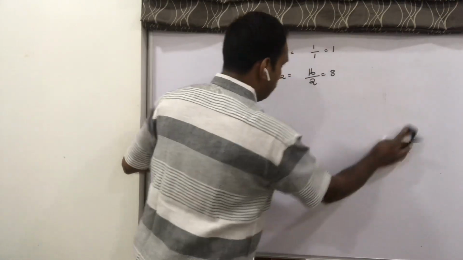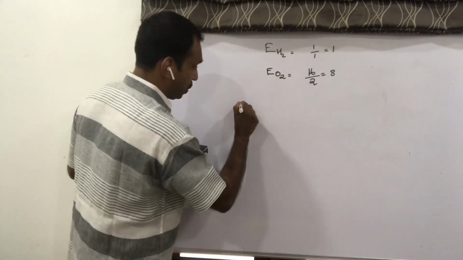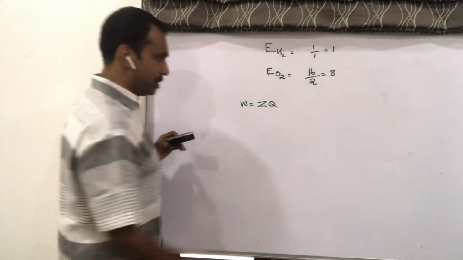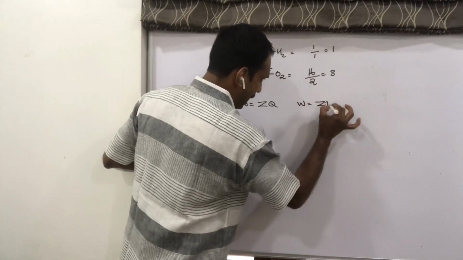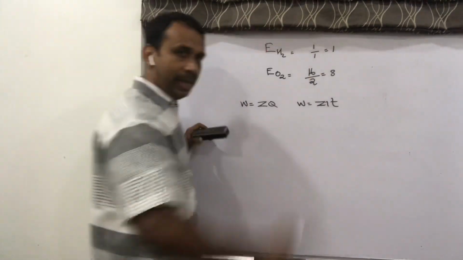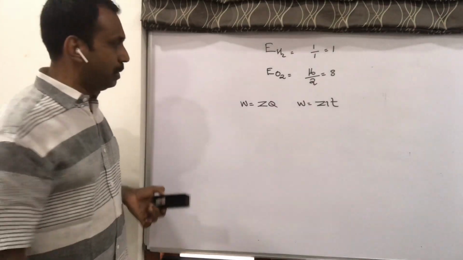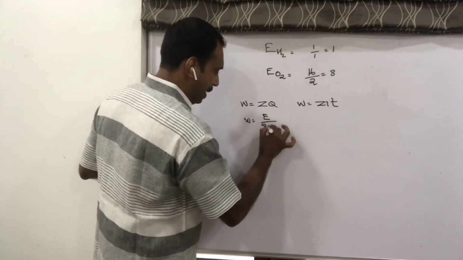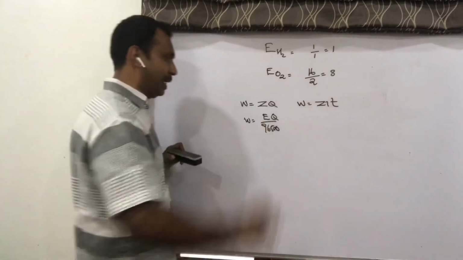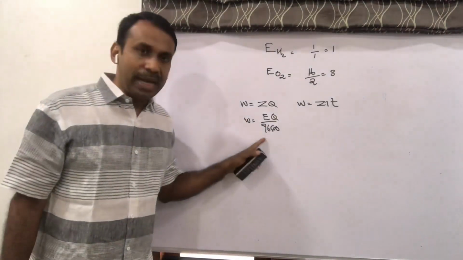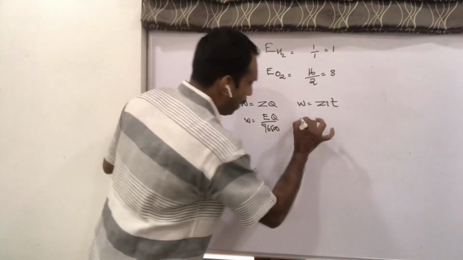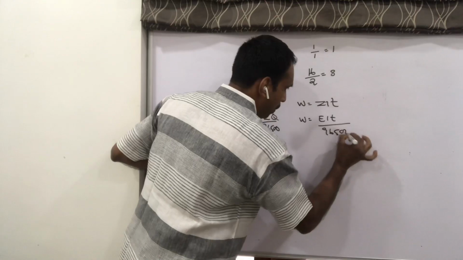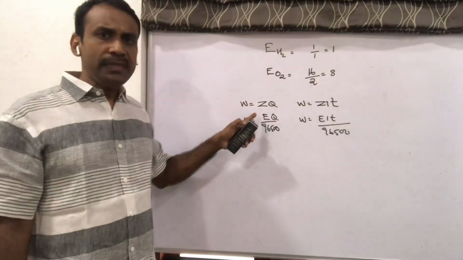Just recall the mathematical formula of Faraday's first law: W equal to ZQ. Now here is one equation, W equal to ZIT, because Q equal to I into T, where I means current and T is time in seconds. But Z equal to E by 96,500. So we get another equation: W equal to EQ by 96,500, or W equals EIT by 96,500. Here E stands for equivalent mass.